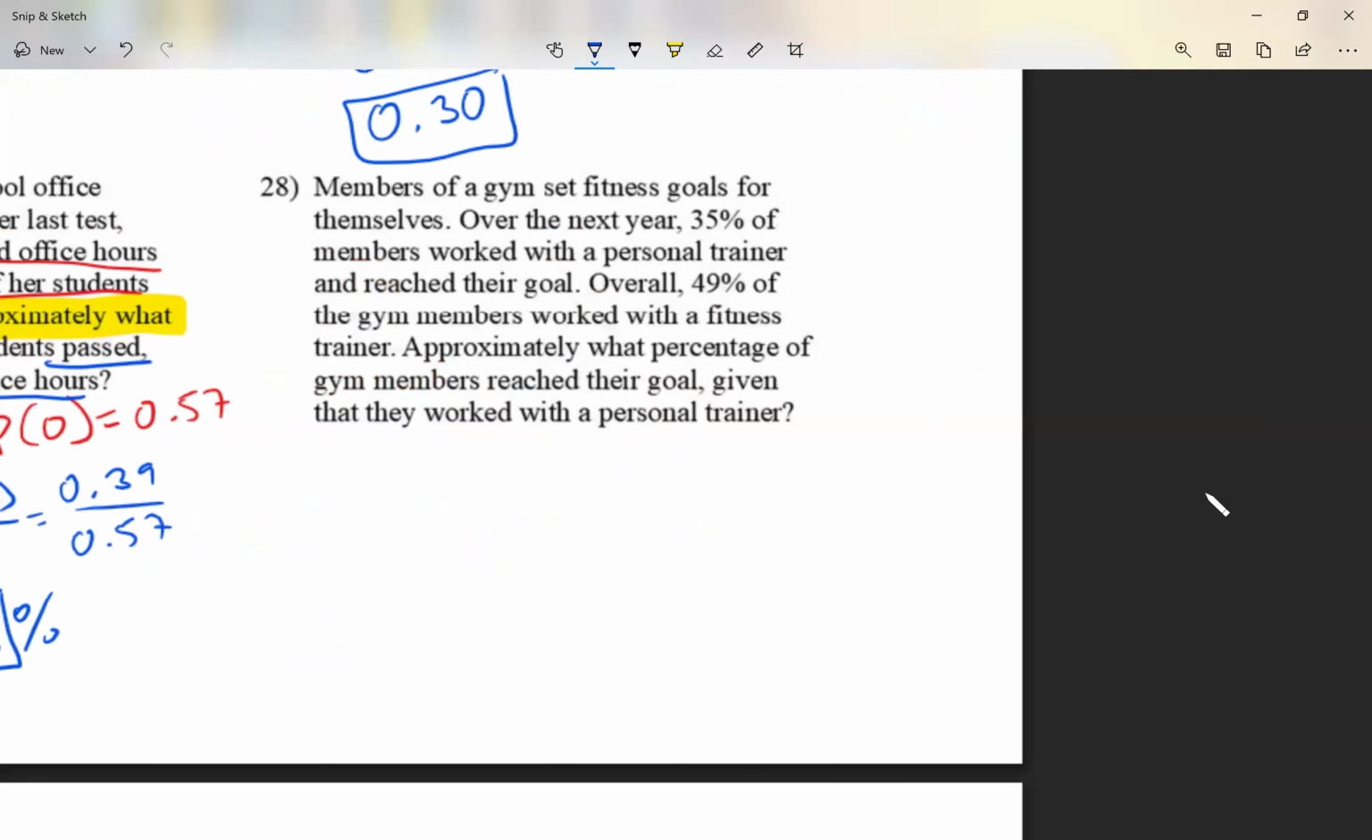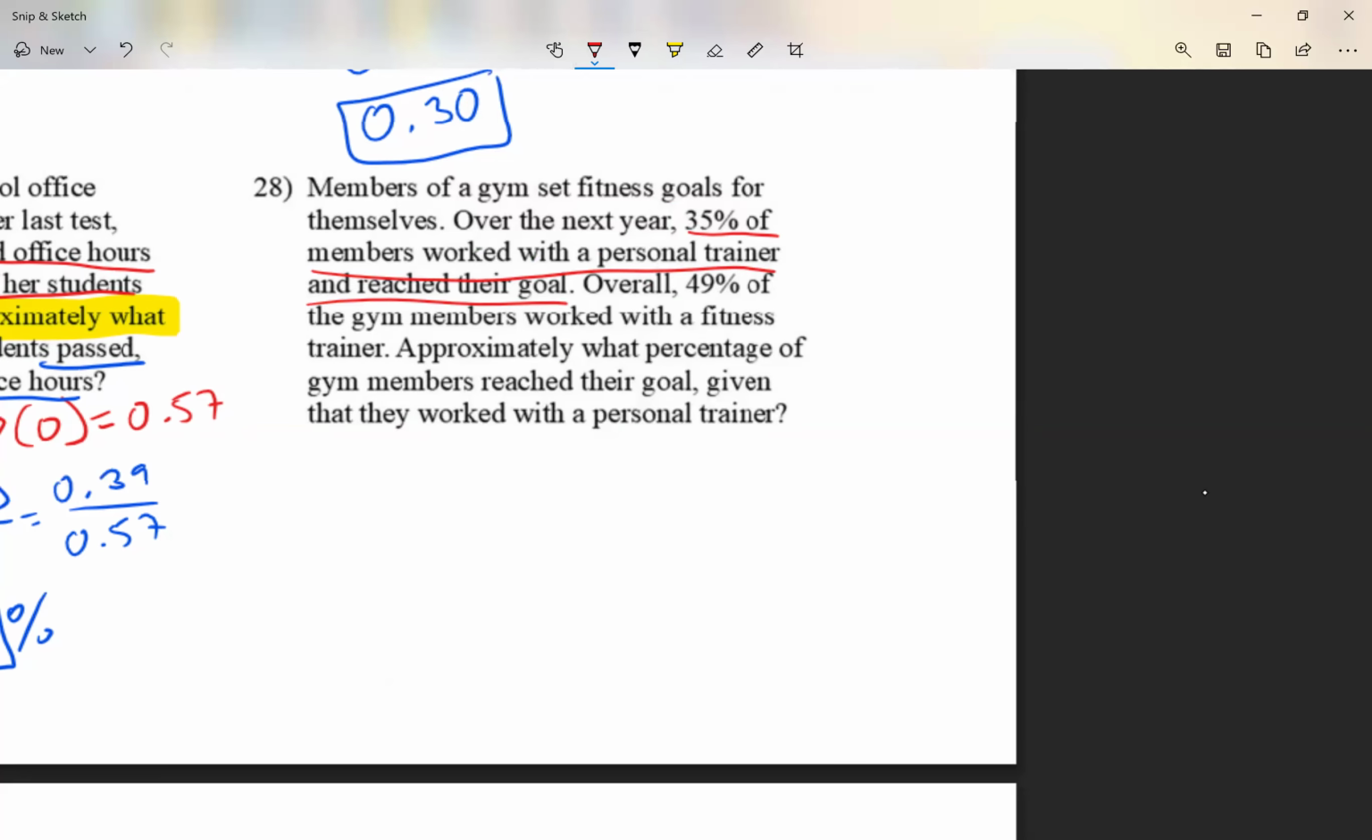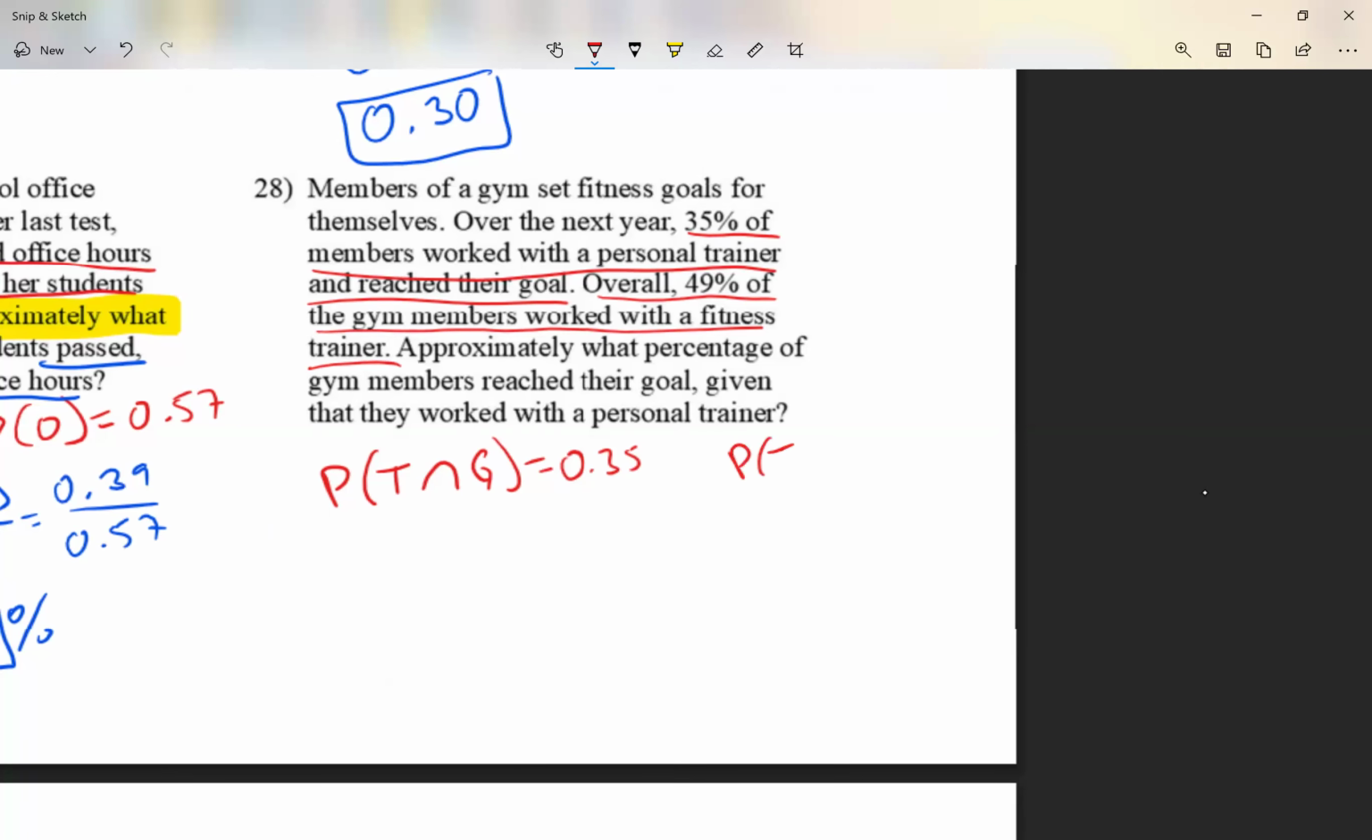Now, members of a gym set fitness goals for themselves. Overall, over the next year, 35% of members work with a personal trainer and reach their goal. So let's say the probability of having a trainer and reaching their goal is 0.35. Overall, 49% of the gym members work with a fitness trainer. So the probability that they got a trainer was 0.49.